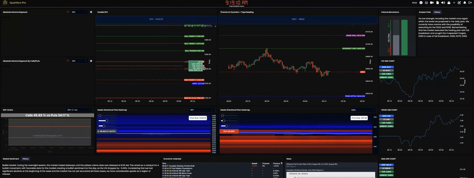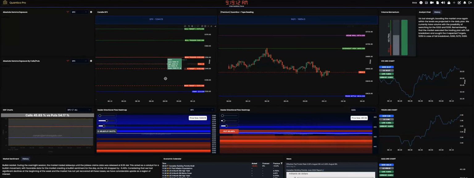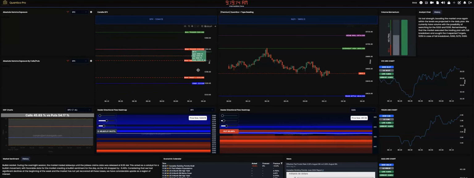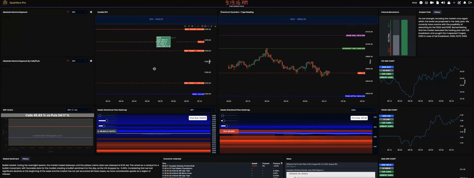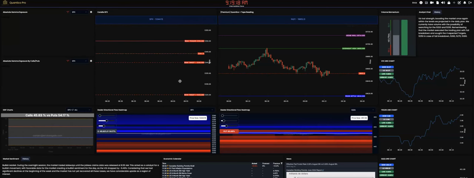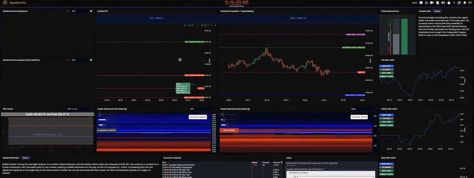Now let's talk about the trade plan itself. We are going to be opening around this area right here. Probably we're going to open on 5,355. So you guys have new stuff here: the bull trigger and the bear trigger. What is the bull trigger?